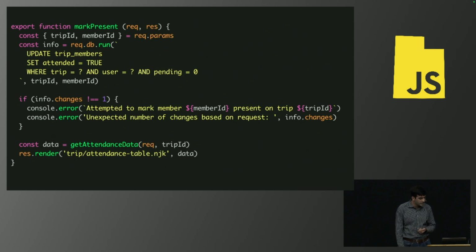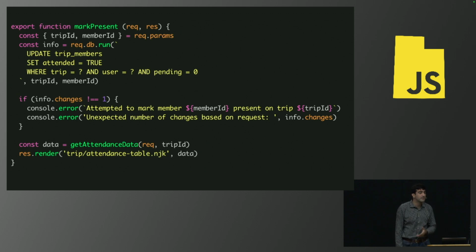So it's a put. And all it does is it writes the SQL that updates trip members and sets attended equals true. And then if for whatever reason that doesn't match up with what was expected, if I coded this wrong, I'll get an error and I'll get a warning about it. But it'll do so silently because the client doesn't need to see that. And then I call the exact same getAttendance data function, which is the exact same SQL function that rendered the page, and I just render the table again.